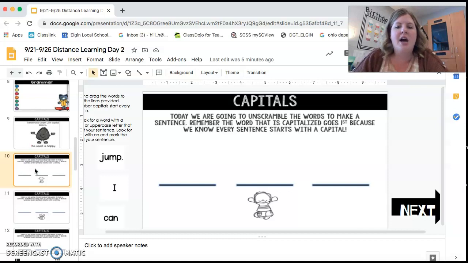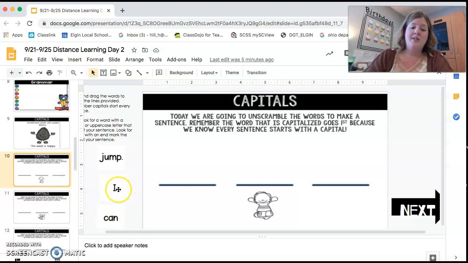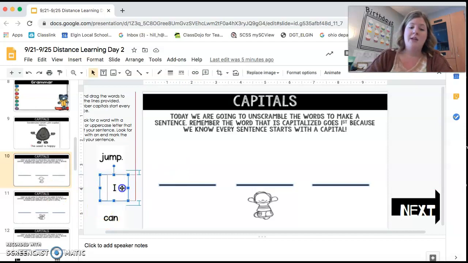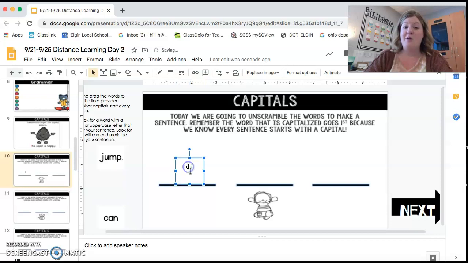It says, today we are going to unscramble the words to make a sentence. Remember, the word that is capitalized goes first because we know every sentence starts with a capital, okay? So you're going to take these right here and you're going to move them, okay? So which one of these words has a capital at the beginning? There's only one of them. Is it jump, I, or can? I'm going to go ahead and do this one for you guys and it's going to stay here, okay? So whenever you're touching your assignment, this I will be right here, okay? So I is right there, okay? Now I know that I is going to come first in the sentence.